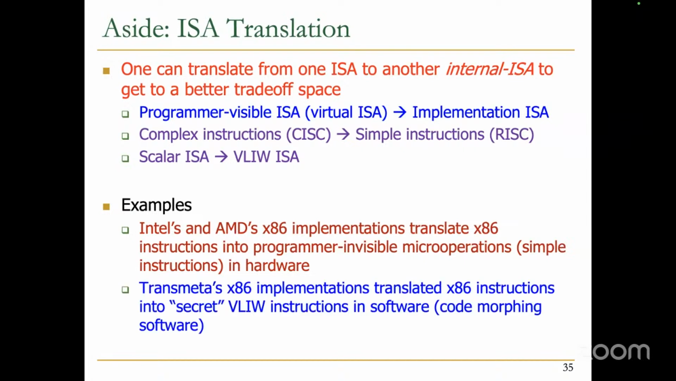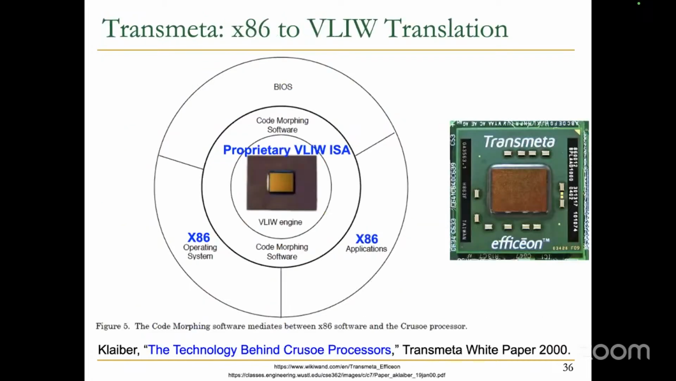But what else can you do? You can actually take x86, a complicated ISA, and translate it to some secret, it could be open source, it doesn't matter, but secret so that if you want to make a lot of money, let's say, secret VLIW instructions in software. So that's what Transmeta did. There are trade-offs here, of course, some of which we discussed. This is what I showed you in the past a little bit, but now this makes a lot of sense. These folks said, basically, we're going to compete with the best x86 processors at the time.